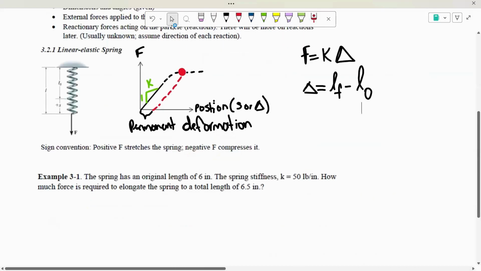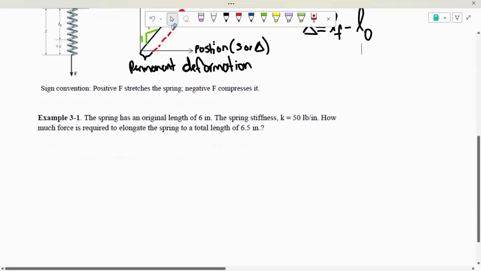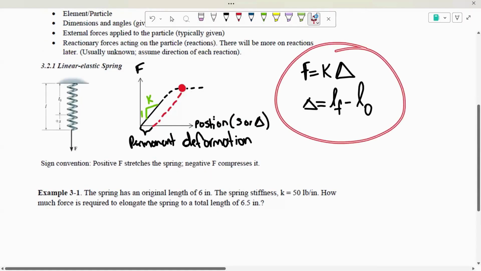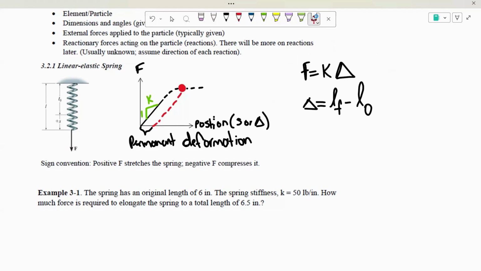So now that we talked about that a little, and I'm sorry if I got you a little mixed up, we're going to do an example. In example 3-1, the spring has an original length of 6 inches. The spring stiffness is K equals 50 pounds per inch. And it's asking how much force is required to elongate the spring to a total length of 6.5 inches. So we're going to take the equations we mentioned earlier and use them in this example.